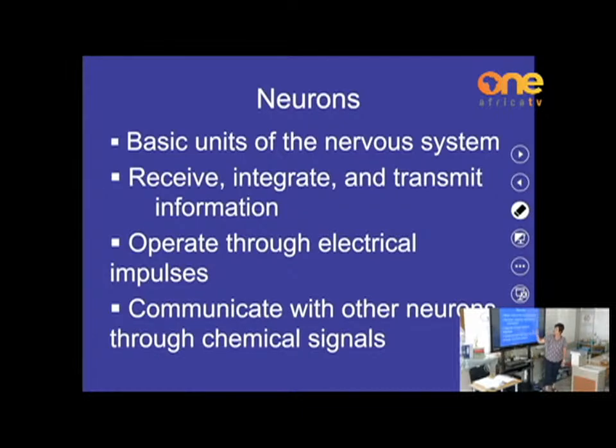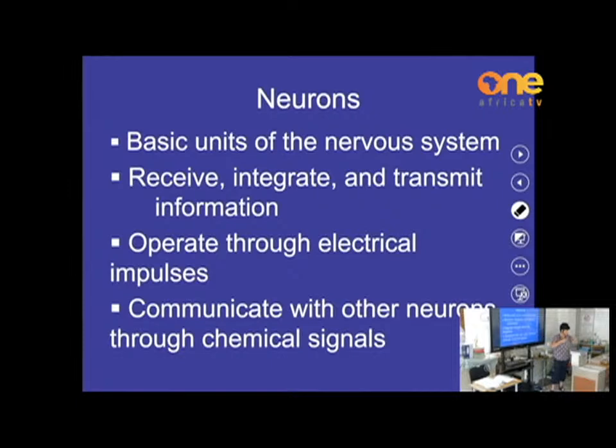It operates through an electrical impulse, and it communicates with each other by chemical signals. So if I have a neuron nearing another neuron, it is not electricity. It's electricity, chemical signal, then electricity.